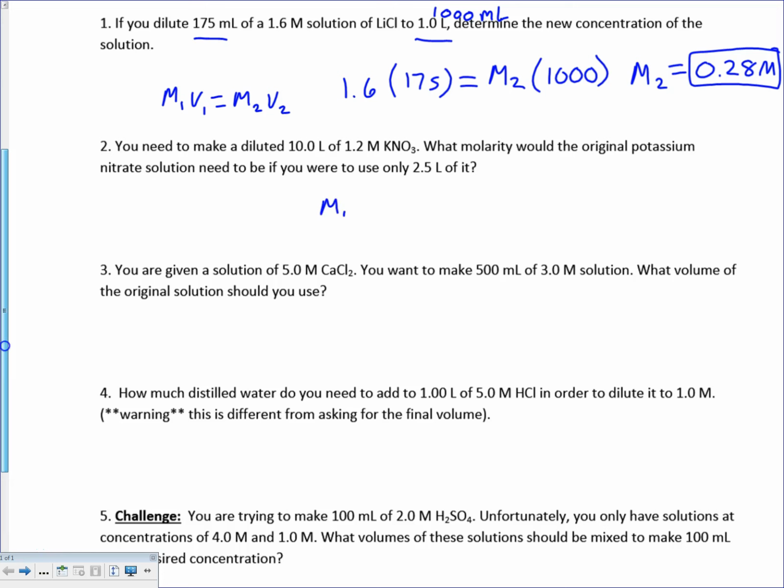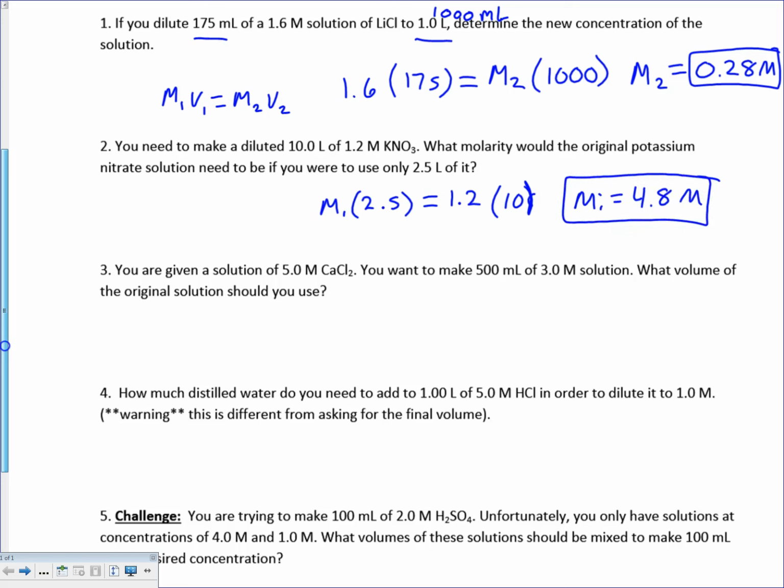If you got these switched, in terms of the sides, it doesn't really matter as long as you're keeping the initial conditions together and the final conditions together. But we're going to say M1 is what we're looking for. The original volume is 2.5 liters. What we're making with that is going to be a concentration of 1.2 molar, and there are 10 liters of that. And so going through doing the math on that, you get that M1 equals 4.8 molar. So that is the original concentration.